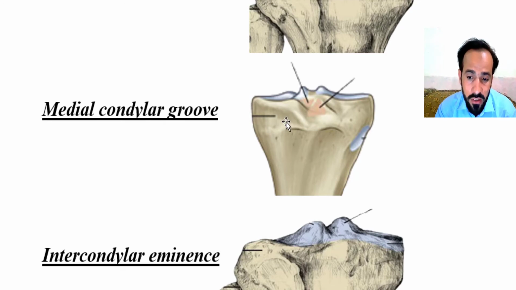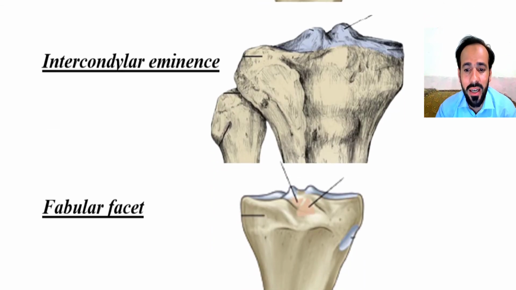So same is the case, this depression is located in the medial condyle. That's why we say that this is the medial condylar groove. That's it. Next important feature in the upper end of the tibia is the intercondylar eminence.